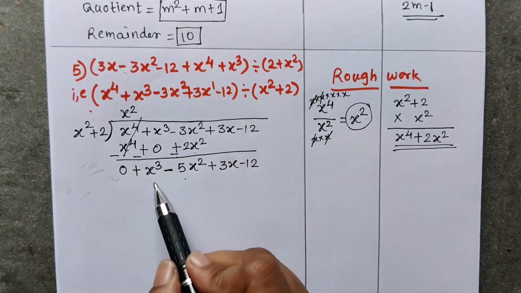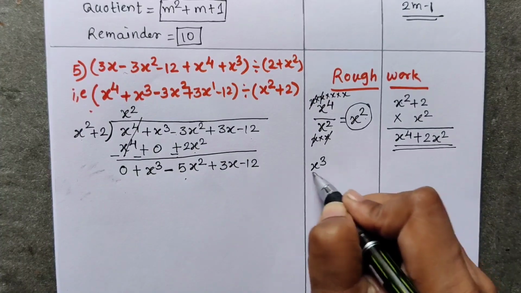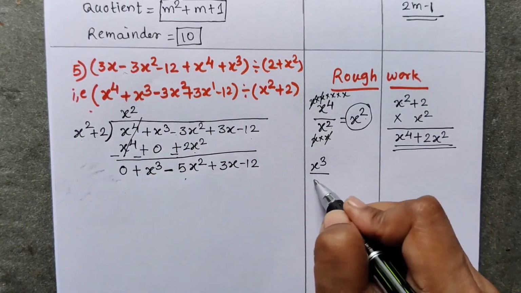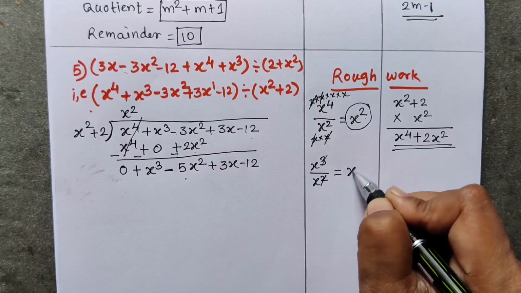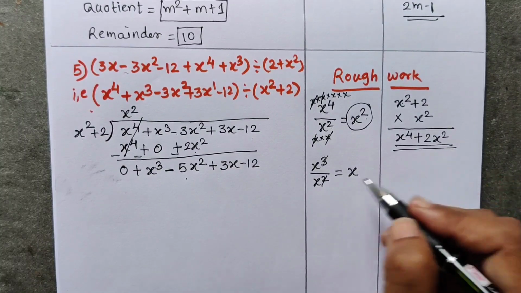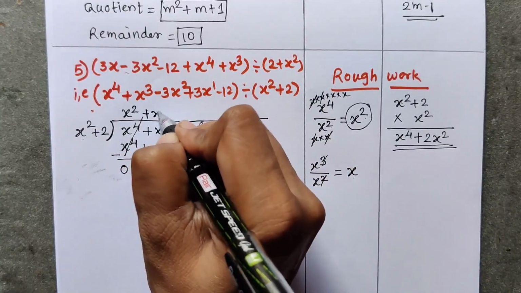Now again what we have to write in the quotient we will find out. The first term is x cube, divided by the first term of the divisor, x square. x cube divided by x square, 3 minus 2 is 1. Okay, now x raised to 1 we have got. This plus x I am writing in the quotient.